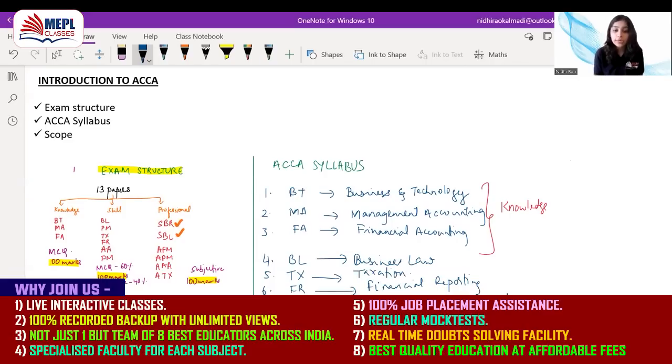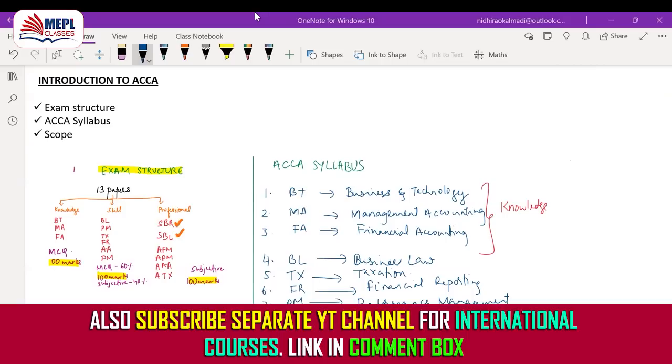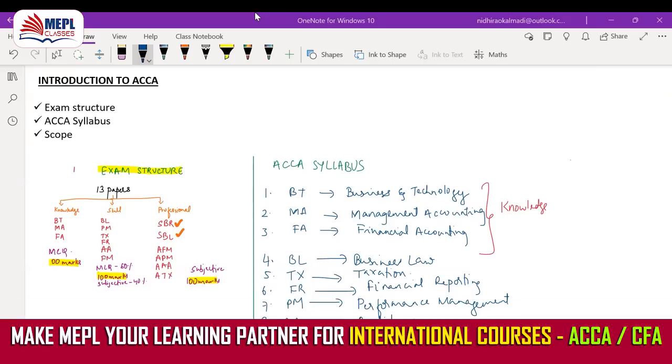Then comes audit and assurance. Again, a very popular paper which you have already studied in CA, CS, etc. Wherein here we talk about aspects like how do we prepare, are the financial statements true and fair, those basic aspects of audit.